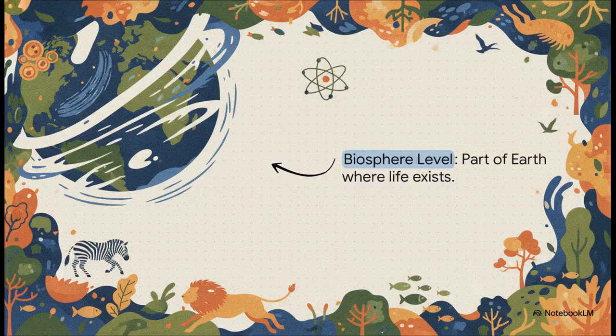And finally, we are executing our massive final zoom out. After communities form ecosystems by interacting with their physical environments, we arrive at the ultimate level. Level 9, the biosphere. This is literally the part of the Earth where all life exists. It encompasses absolutely everything. Every single atom, cell, lion, and zebra we just talked about. It is the absolute grand stage of biology.